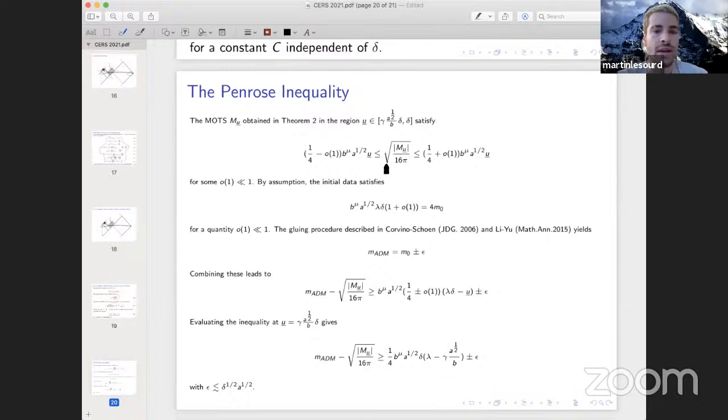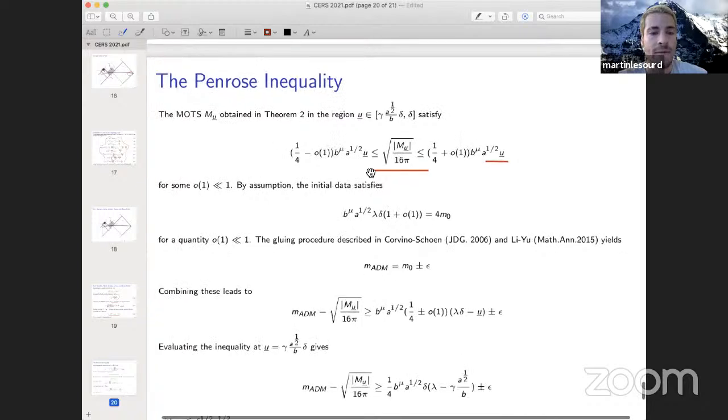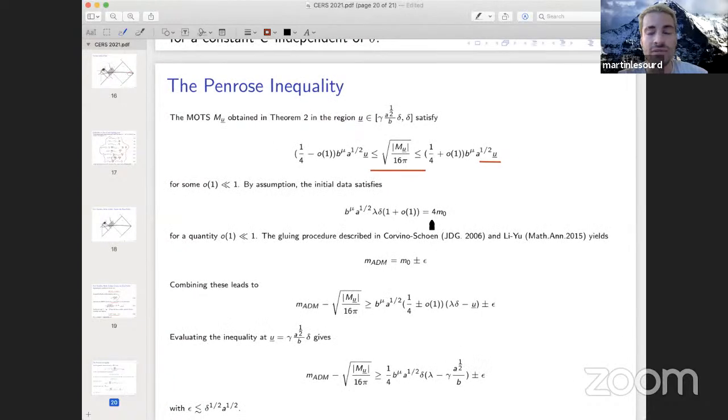The Penrose inequality, well, here the area estimates, right, for the relevant quantity appearing in the Penrose inequality is kind of linear in U bar and looks like this in terms of the other parameters. And you get an equation for M0, which is the thing you eventually glue to. And then the ADM mass of your Kerr end is close to M0 in a particular sense.